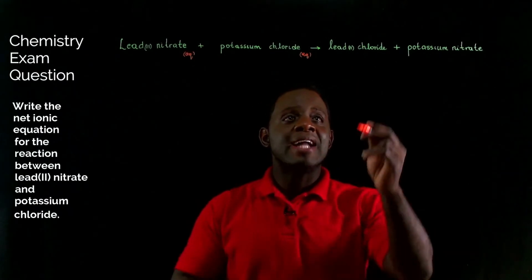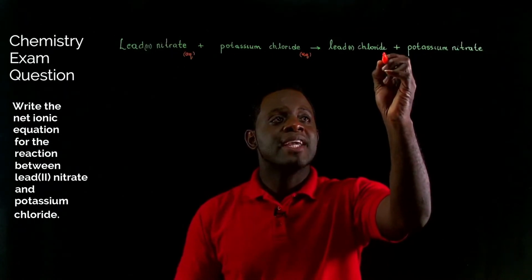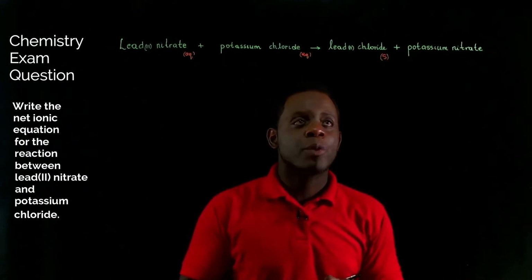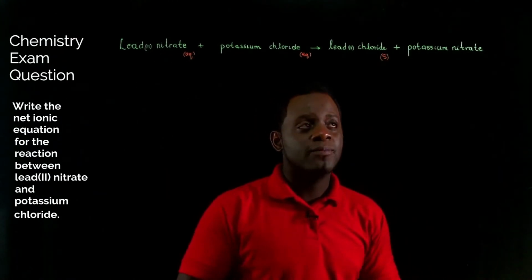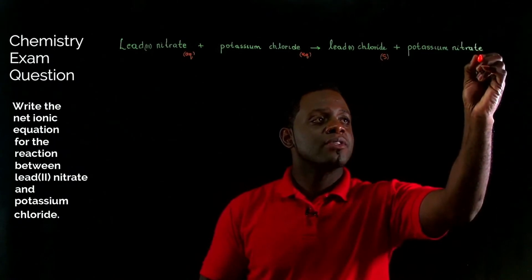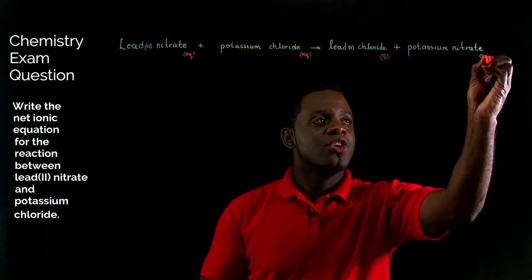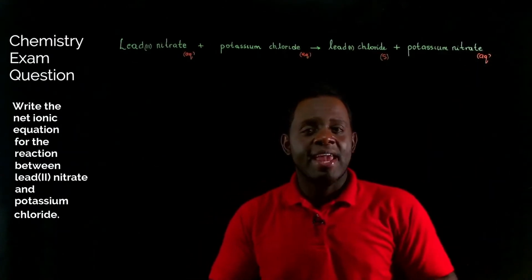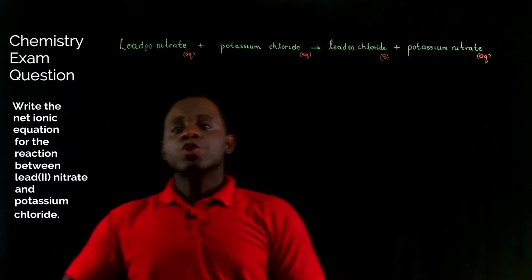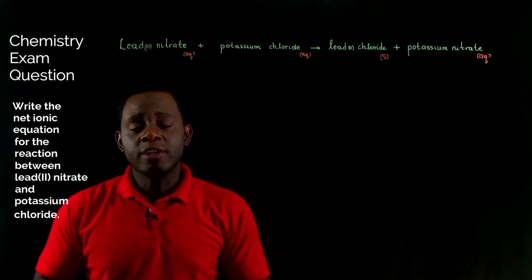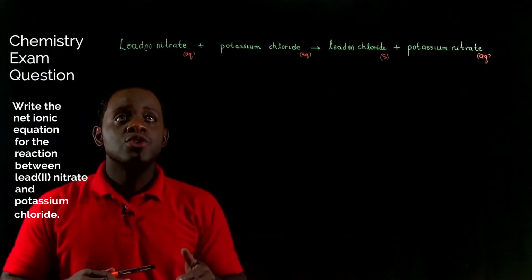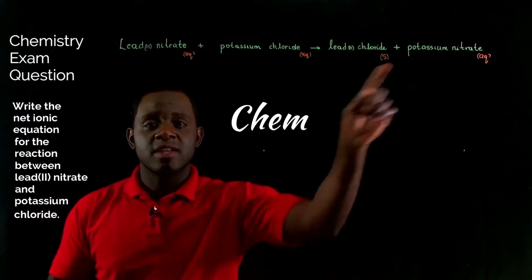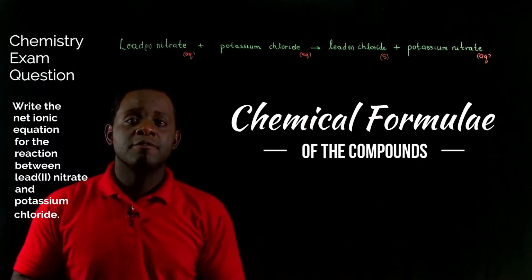So we know that lead 2 chloride is insoluble in aqueous solution, and we will use S to represent that insolubility. Potassium nitrate, of course, we need to put the AQ symbol to illustrate that it is soluble in aqueous solution. To write the balanced chemical equation, we need to transform these compounds from words to chemical formulae.